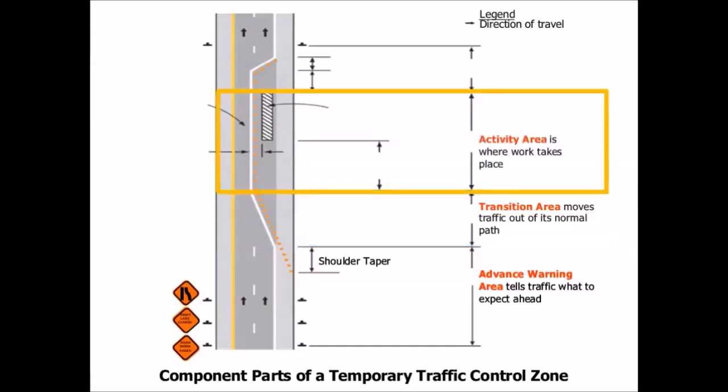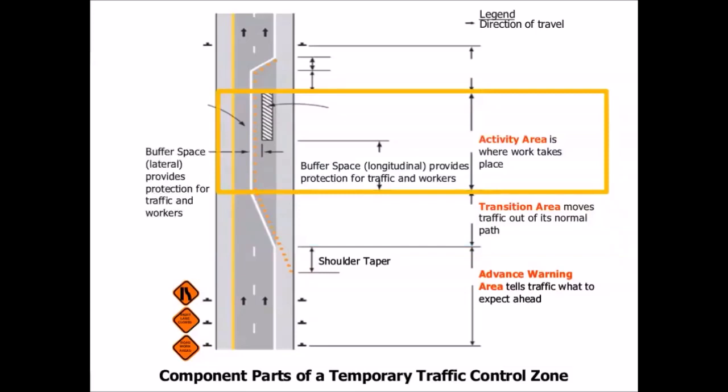Now, activity areas where the work takes place. Activity area is the busiest part of the setup, right? In the activity area, we've got the buffer spaces, longitudinal and lateral. And again, a lot of these things are going to be mentioned in the CAMUTCD as optional, but that's according to the state. Your local policies may say otherwise and require these longitudinal and lateral buffer spaces.